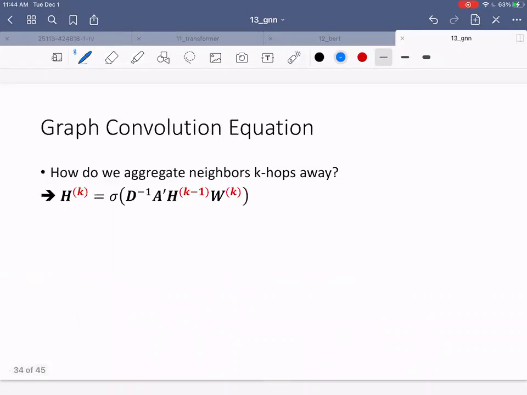So you can generalize it to H^k. So the kth round or kth time step feature of node representation is based on previous node features multiplied by this new learnable parameter, and the same deal here and the same deal here.